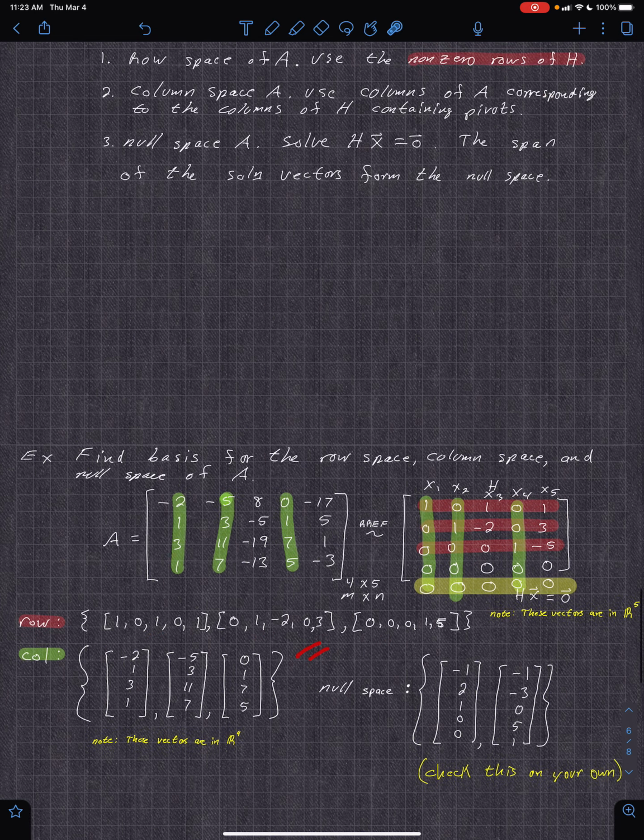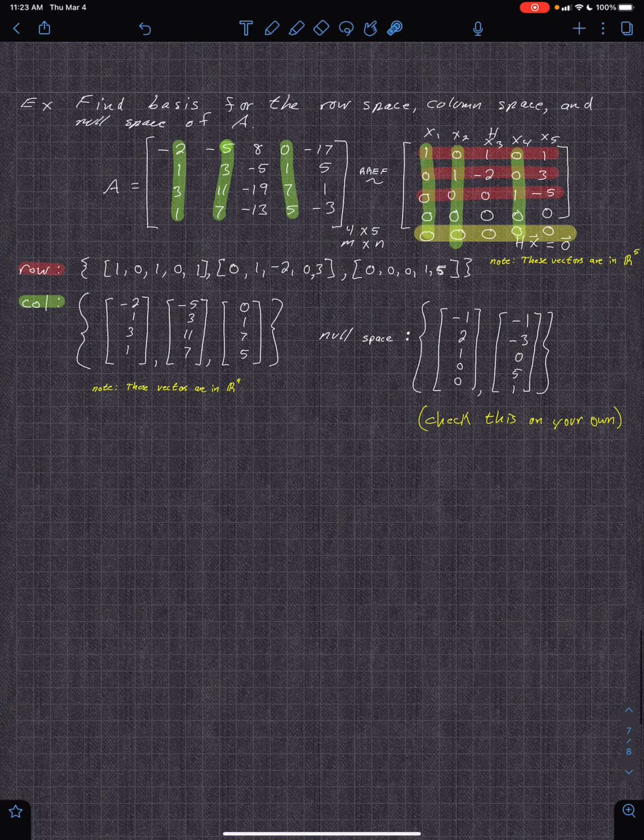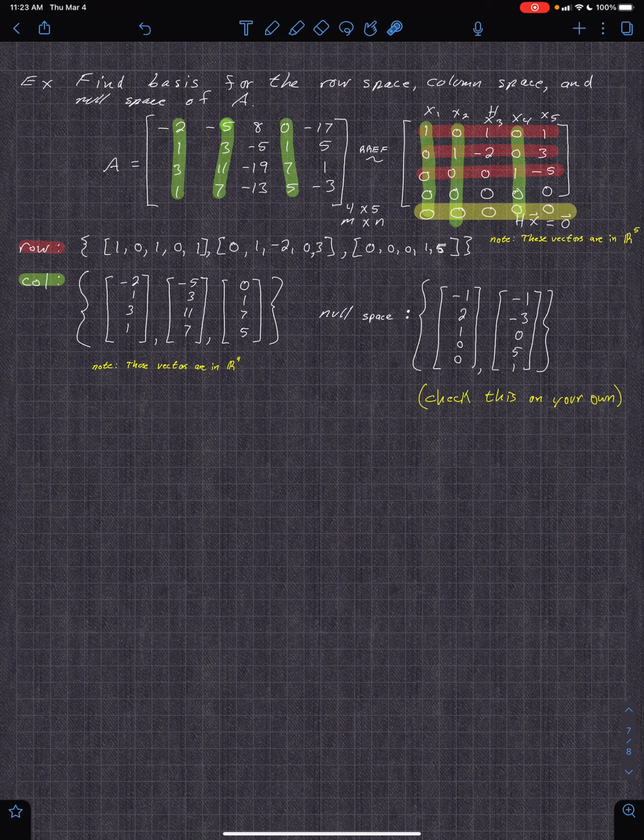So just a little recap here. The dimension of the row or column space is called the rank of the matrix. So what's the rank of this matrix? Therefore, the rank of A would be what? Well, there's 3 elements. It has to be 3. Yes, the rank of A has to be 3. Okay. Now, let's continue.